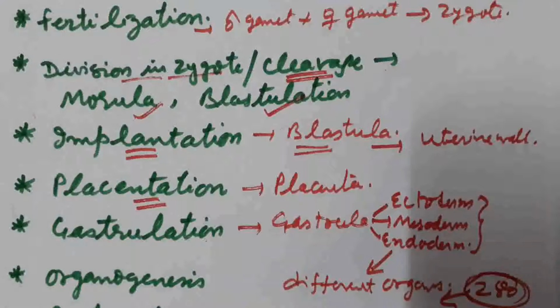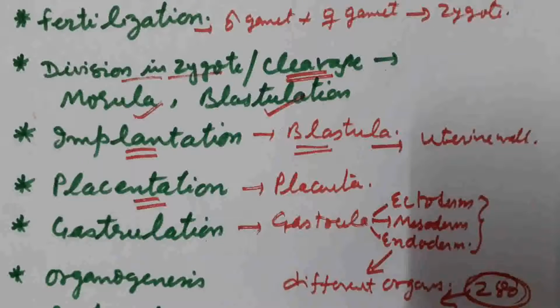Blastula gets embedded in the inner lining of the uterus, the endometrium. This process is known as implantation. After implantation, placentation takes place. What is placentation? That is, a vascular connection develops between the blastula and the inner lining of the uterus. Through this vascular connection, which we call the placenta, nourishment is passed to the developing child from the mother's body. The process of placenta formation is called placentation.